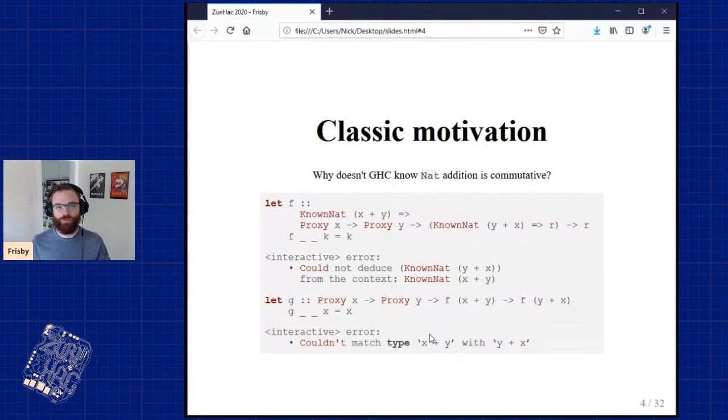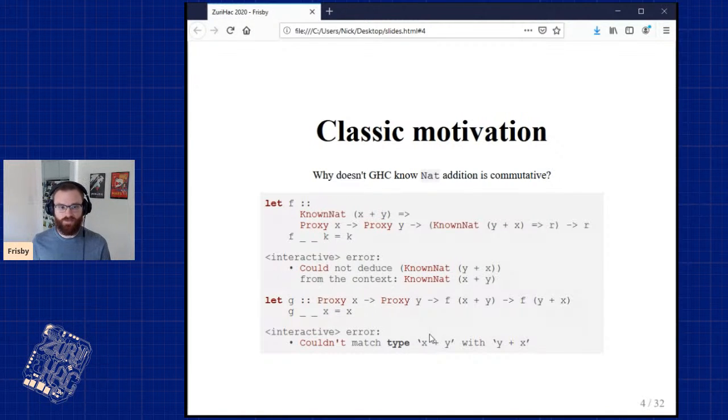I will very briefly try to motivate plugins, in case no one in the audience has ever looked into this. The classic motivation is you know something about the types that GHC apparently doesn't know. I think KnownNat and natural addition is the first place where, as soon as you interact with those types a little bit, you'll realize that GHC has very limited capability when it comes to understanding addition of KnownNats, or of Nats and the KnownNat constraints. A lot of people obviously know that addition is commutative, whereas GHC just seems to be oblivious to that fact.